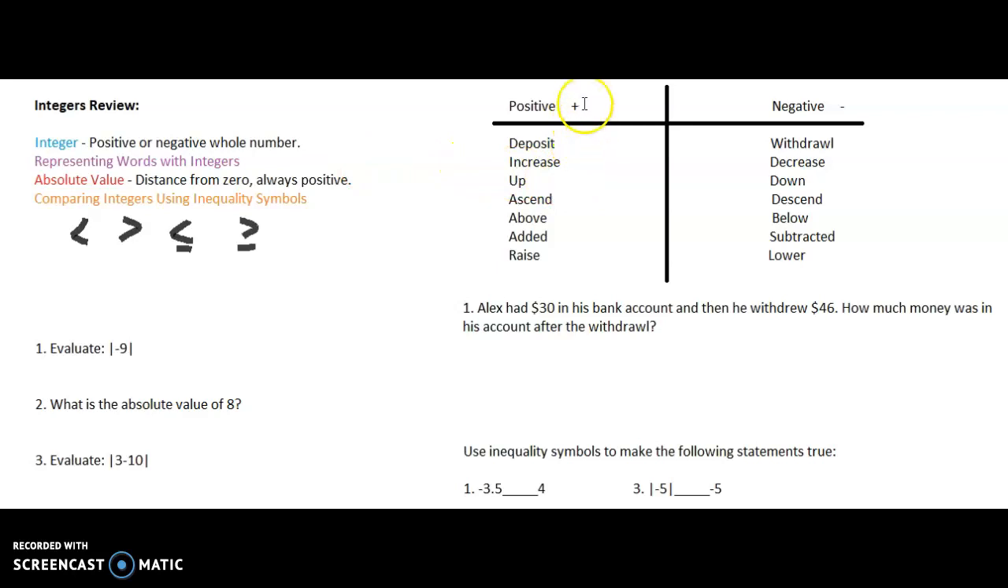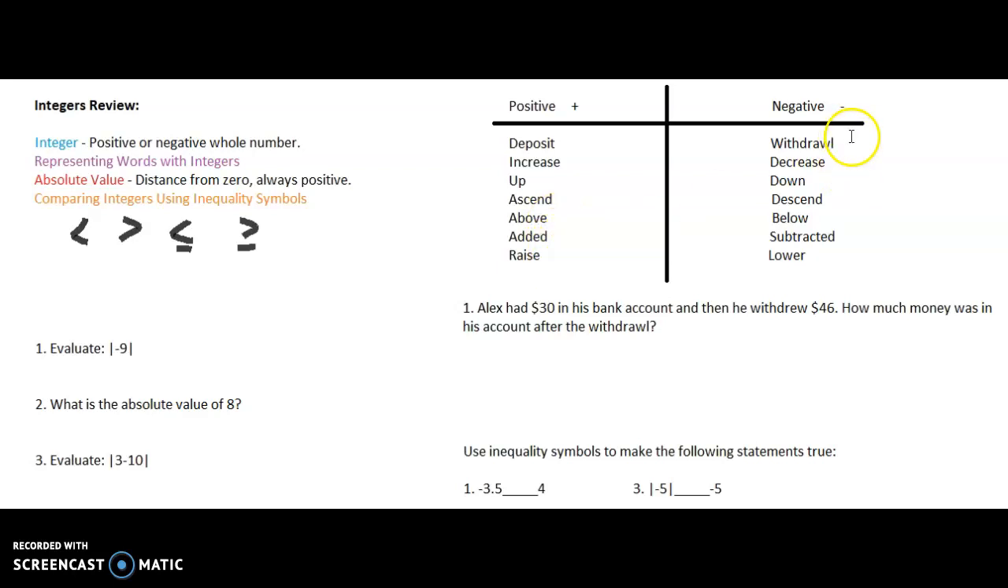So for positive integers, we have words like deposit, increase, up, ascend means to go up, above, added, raise. So when we see these in word problems, most of the time they're going to be representing adding money into a bank, which is a deposit, or something was increasing in height or temperature, ascending, so like climbing up a mountain or going up in the water, above sea level, above average, or adding or raising something.